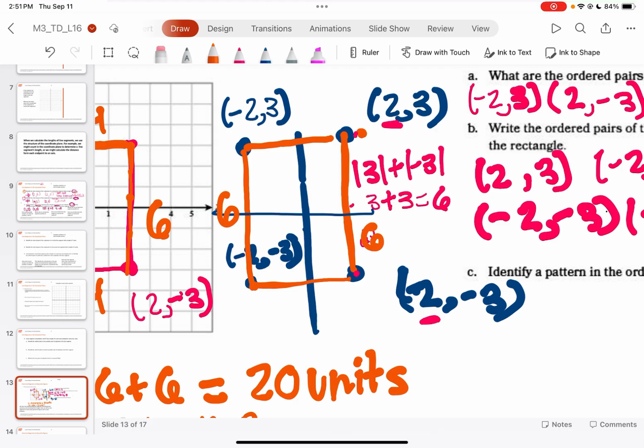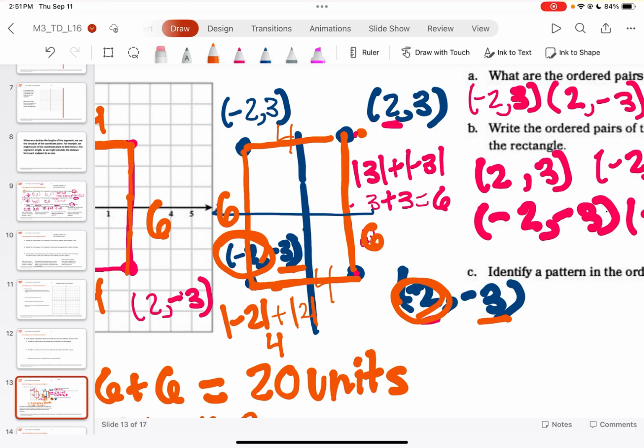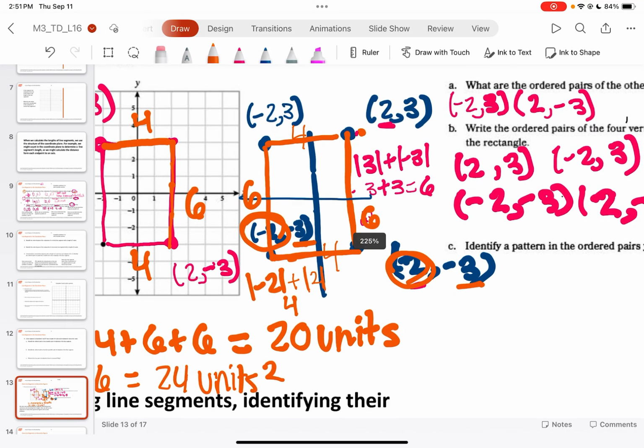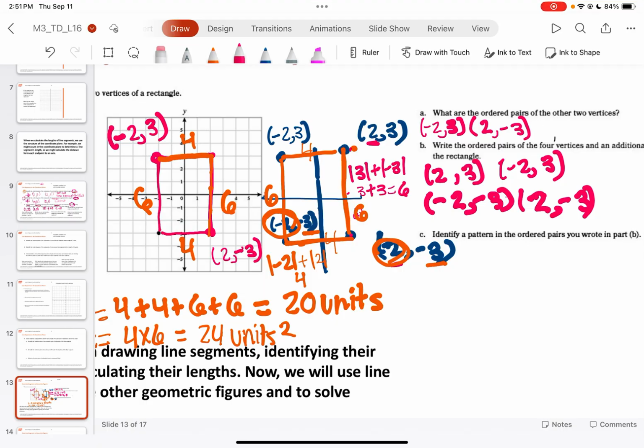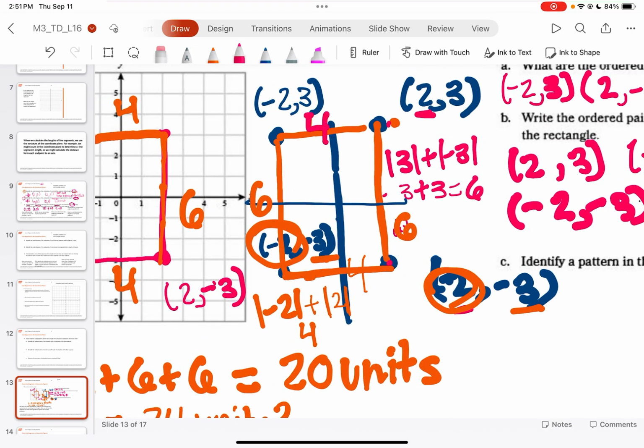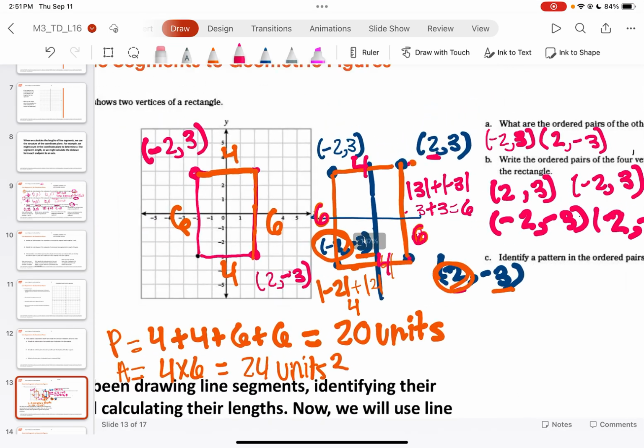Then I'm taking my horizontal line, and I see that my y coordinates are the same. So now I'm looking at my x's, and I have the absolute value of -2 plus the absolute value of 2, and I get 4. So here I have 4 and 4. Then we can go ahead and find area by multiplying our length times width, and then we can find perimeter by adding up all of the sides.